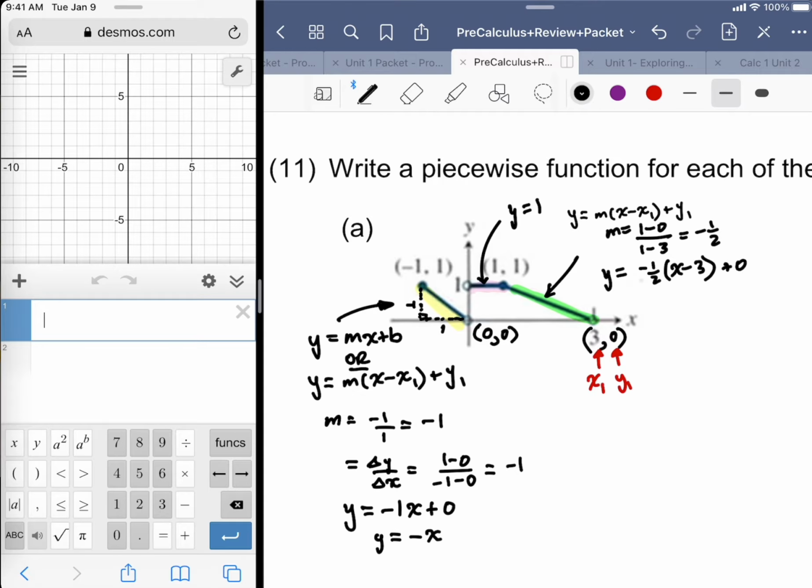All right, so now in order to write it as a piecewise, first I'm going to say that this whole thing constitutes f of x.